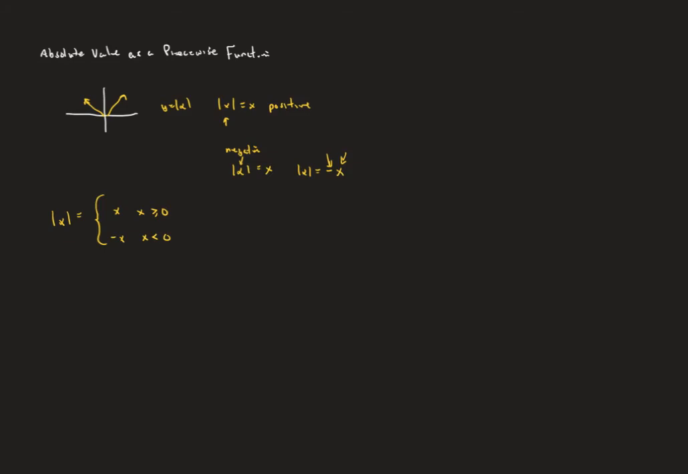So let's see how this works. We want to be able to write other absolute value expressions as piecewise functions. So let's write the absolute value of x minus 5 as a piecewise function.